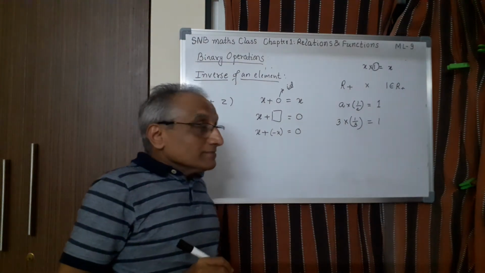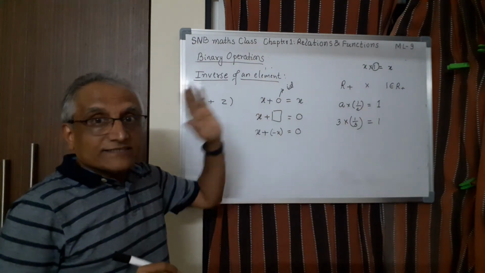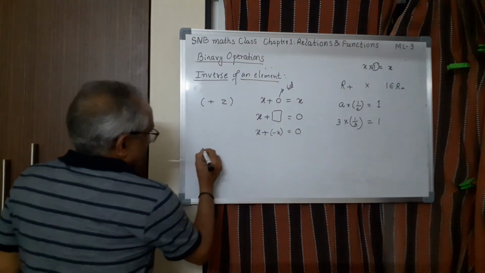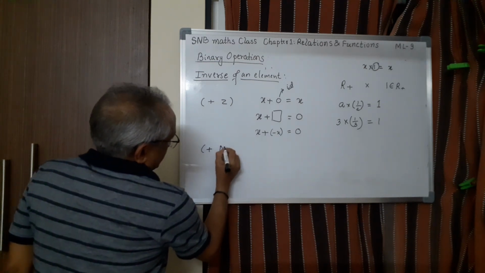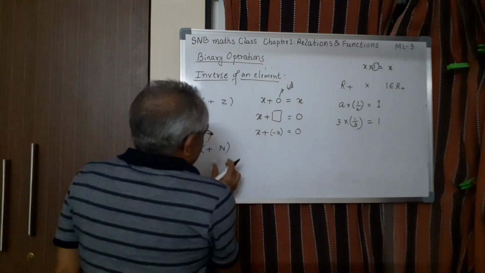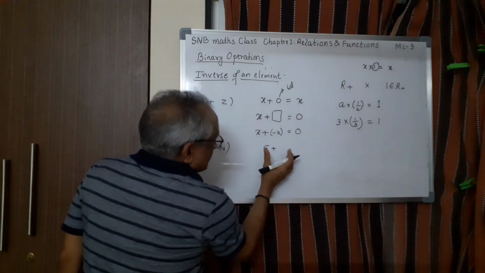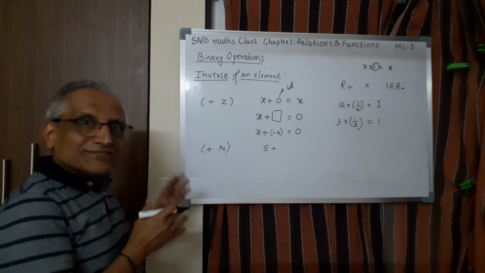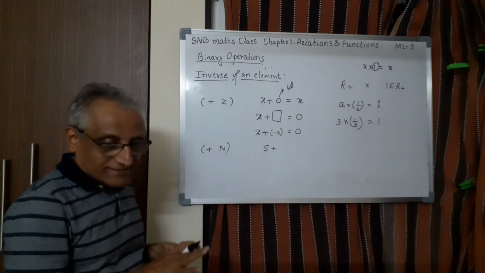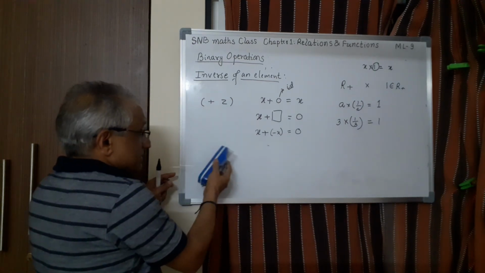As before, there is no rule that inverse should always exist. For example, a very simple case is plus and N. If you take, suppose, 5, inverse does not exist, that's one thing. And another thing is here identity also does not exist. Therefore, there is no rule that there must be one, even if you take multiplication also.